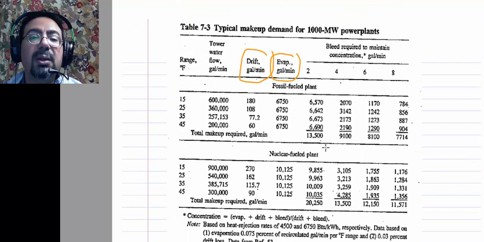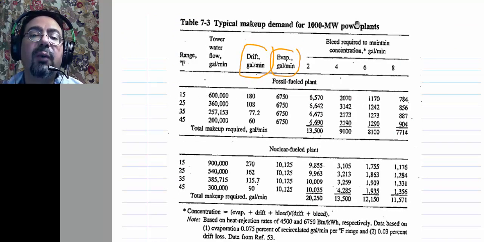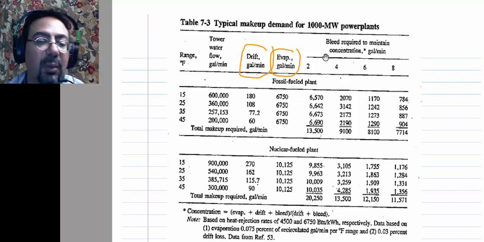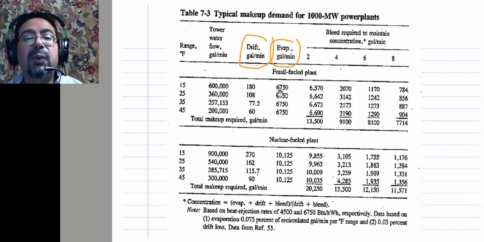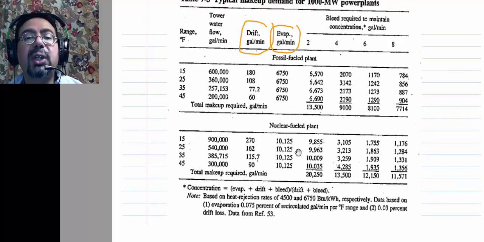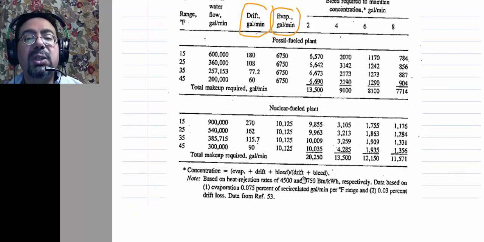So here he's showing you, for a typical 1000 megawatt power plant, like the one in Jenks, which is about 900 megawatt, so close to 1000, that if the tower has this many gallons per minute, how much one would expect to evaporate, and how much drift. Drift is basically what just goes away because it's super tiny droplets, right? And here is a fossil fuel power plant and a nuclear power plant, and how much you should expect to lose, that you need to make up.